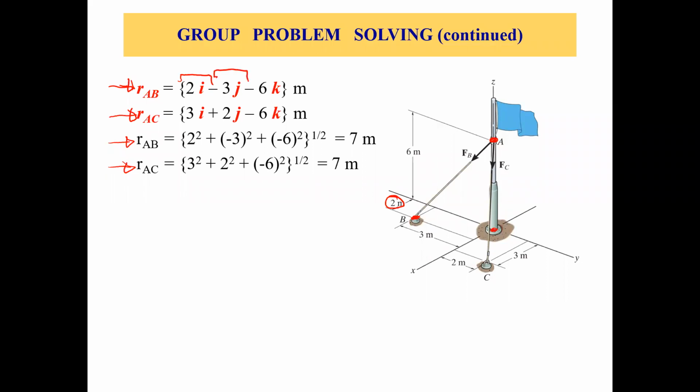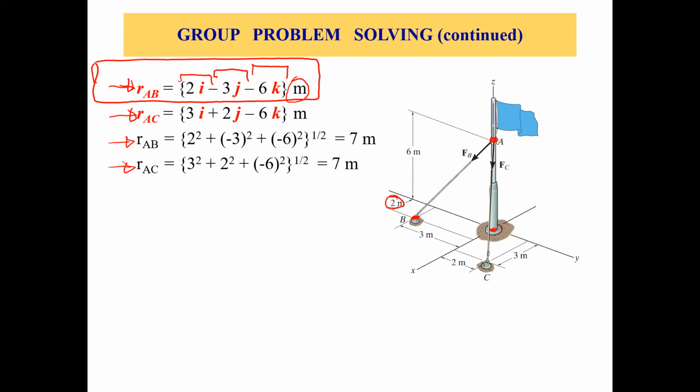Now let's talk about the Z coordinate. What is the Z coordinate of point B? It's 0. And what is the Z coordinate of point A? It's in the positive Z direction from the origin, so it's positive 6. So 0 minus 6, we get -6k, and of course the unit is meters, because all the dimensions are in meters. So that's how you get this RAB.